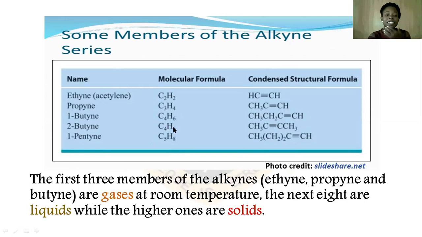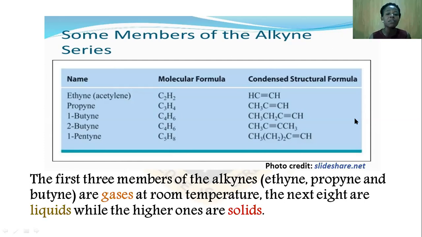Now, if you look at this molecular formula of butyne, you have C4H6. 4 times 2 is 8, and 8 minus 2 is 6. That's why you have C4H6: 4 carbon and 6 hydrogen. Then pentyne, you have 1-pentyne and the rest of them. So these are the first few members of alkyne.